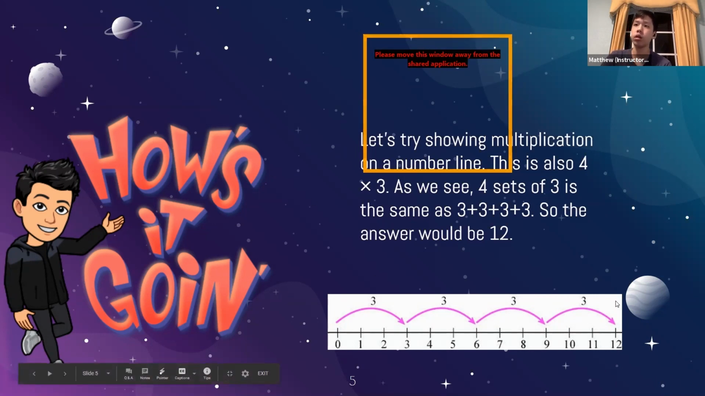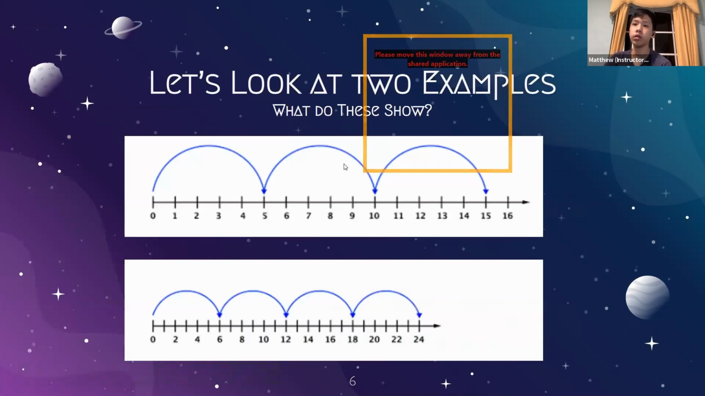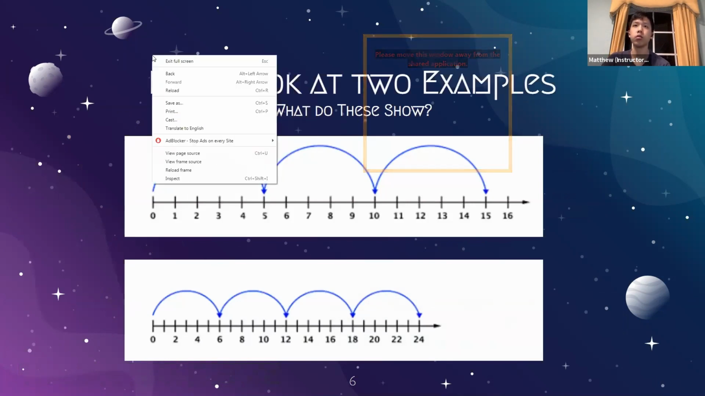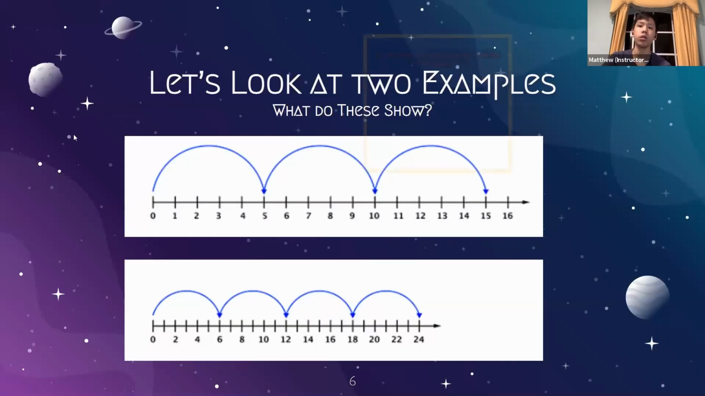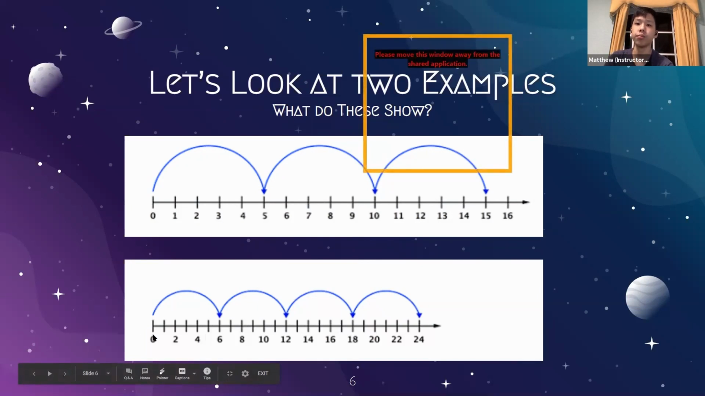So, look at these two examples. What do they show? Here we have 3 hops. Let me get my pointer. We have 1, 2, 3.